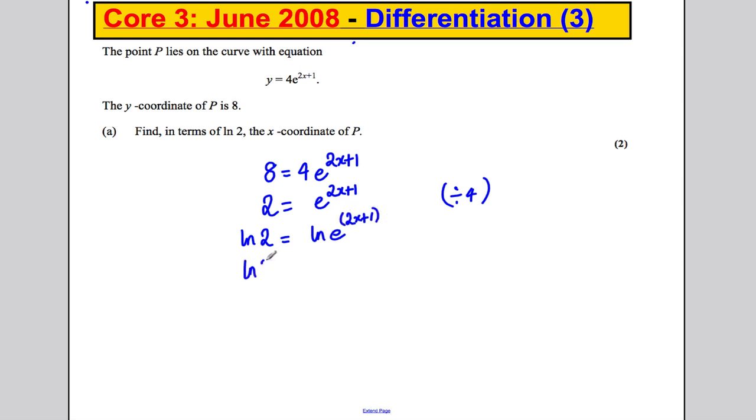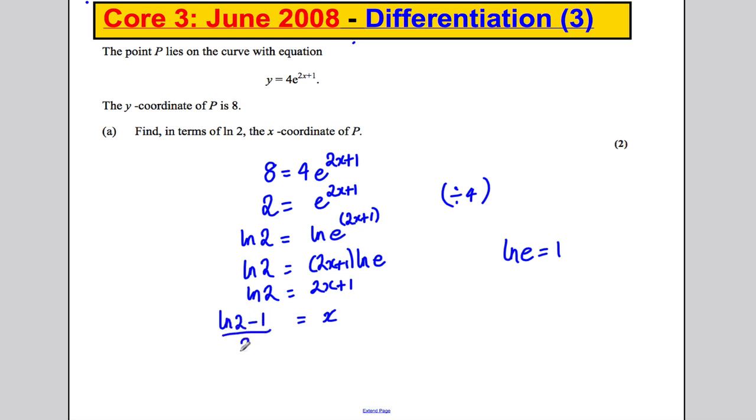And you could say that ln 2 is equal to 2x plus 1 ln e. Well, you know that ln e is equal to 1, so therefore ln 2 is equal to 2x plus 1, and rearranging this to find x, you subtract 1 and halve it, so ln 2 subtract 1 over 2. This is the x coordinate of P in terms of ln 2.